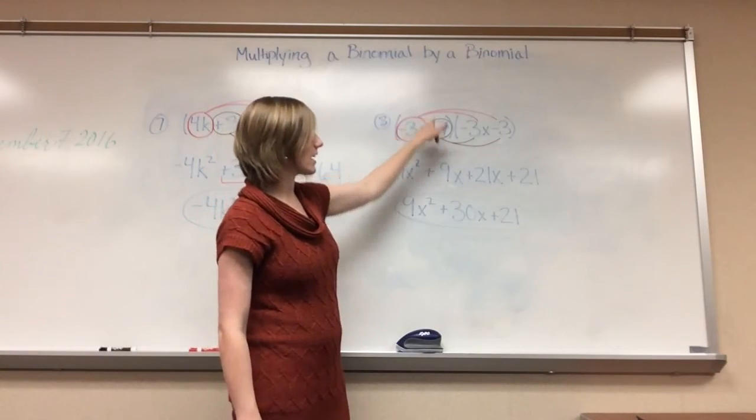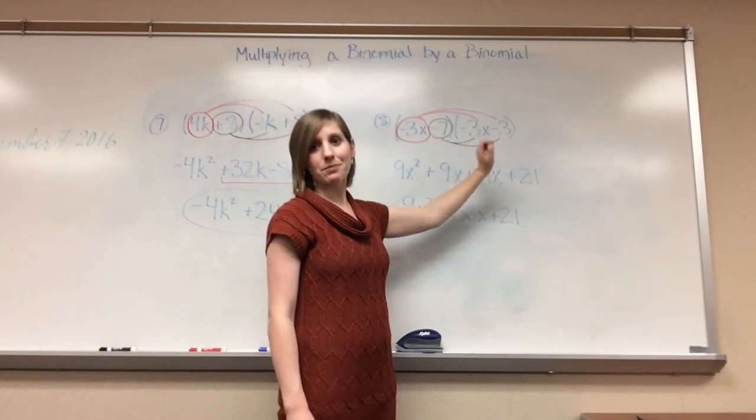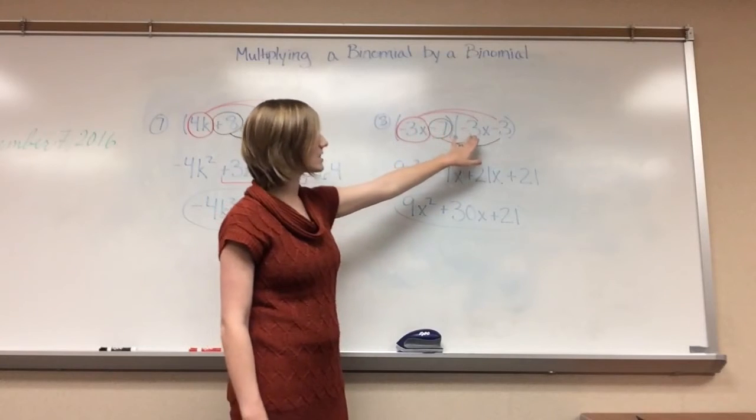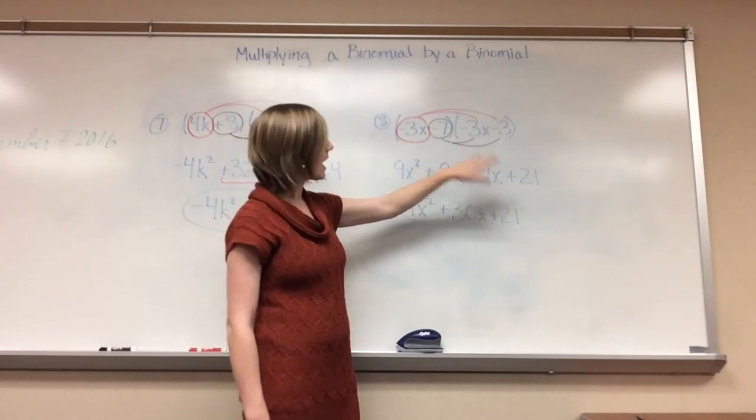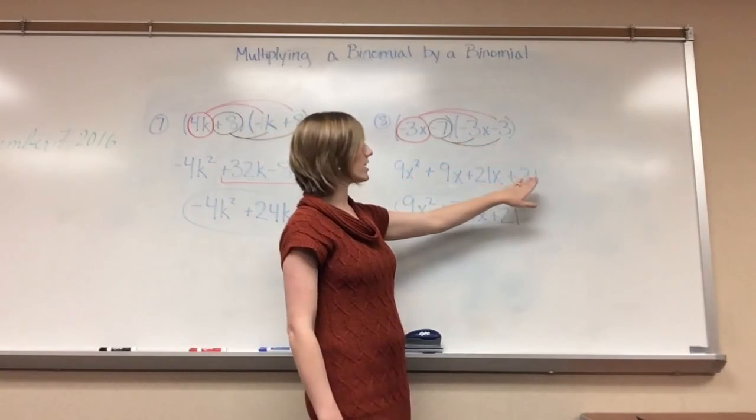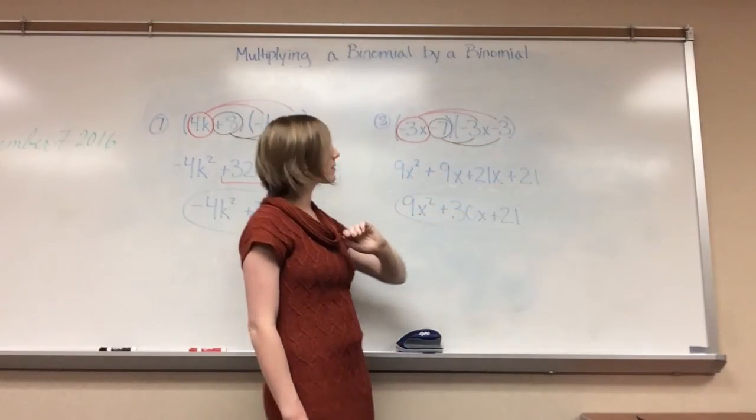Then I multiplied the negative 7 to both terms in the second set of parentheses. So I took negative 7 times negative 3x. That gave me positive 21x. And then negative 7 times negative 3 is positive 21.